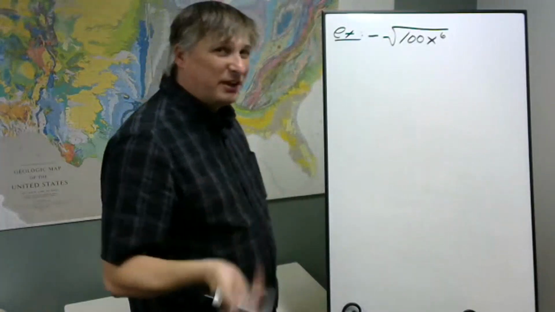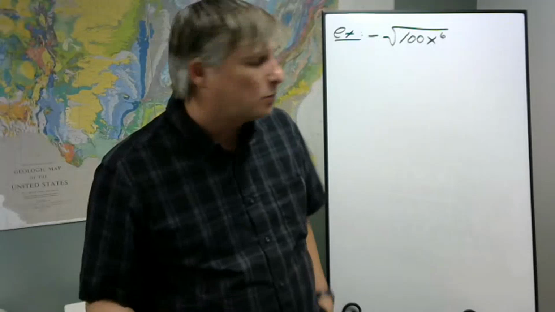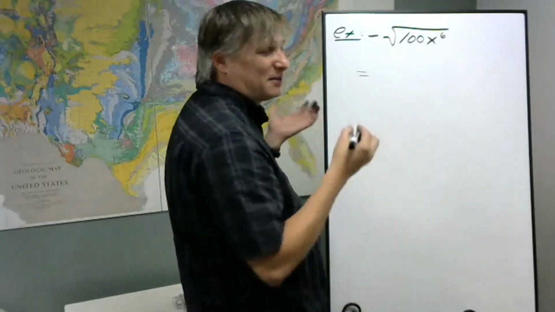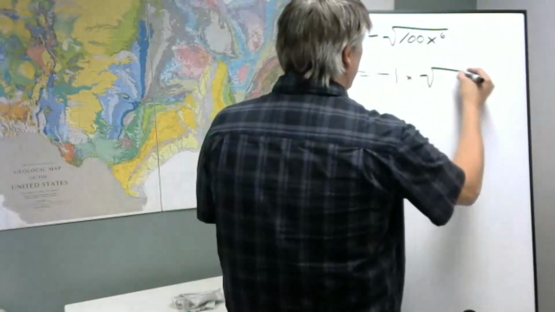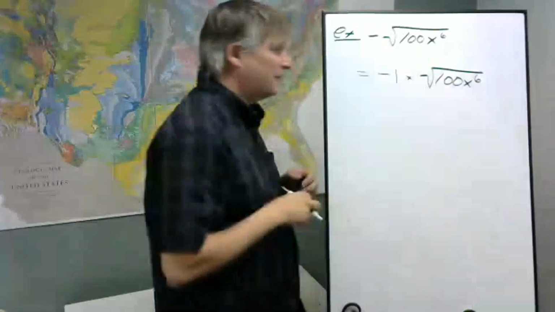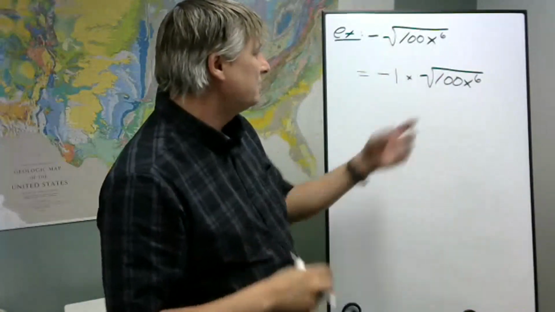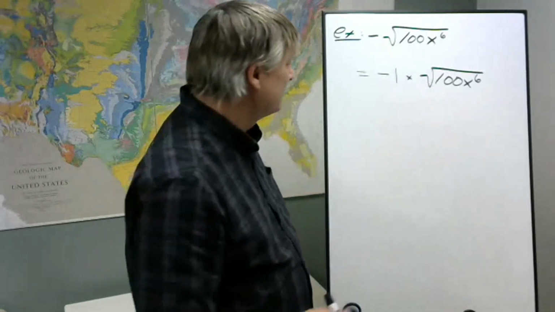Well, we're looking at a negative square root here. We haven't talked about this, but you can rewrite it, thinking of it as -1 times the positive square root of x to the 6. You can think of it like that. So now let's just focus on this. We'll worry about this later.